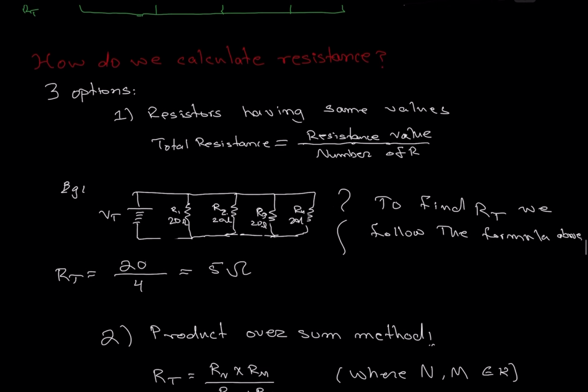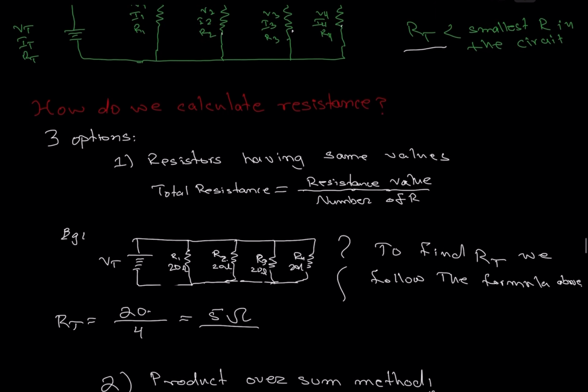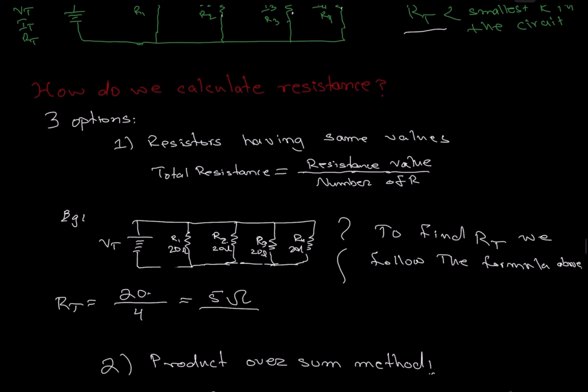So 20 is the value of the resistor, because they all have the exact same value. And how many do you have? 4. So the total will be 5 ohms. We said the total resistance will be smaller than the smallest resistor in the circuit. 5 ohm is smaller than anything that you see here.